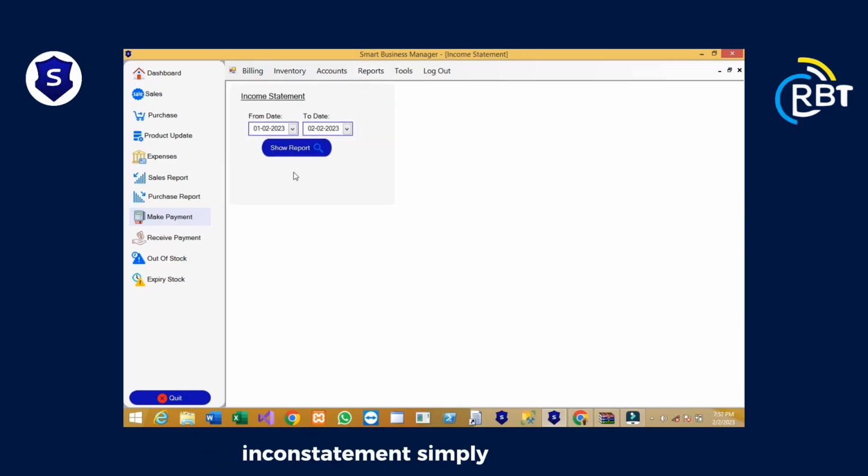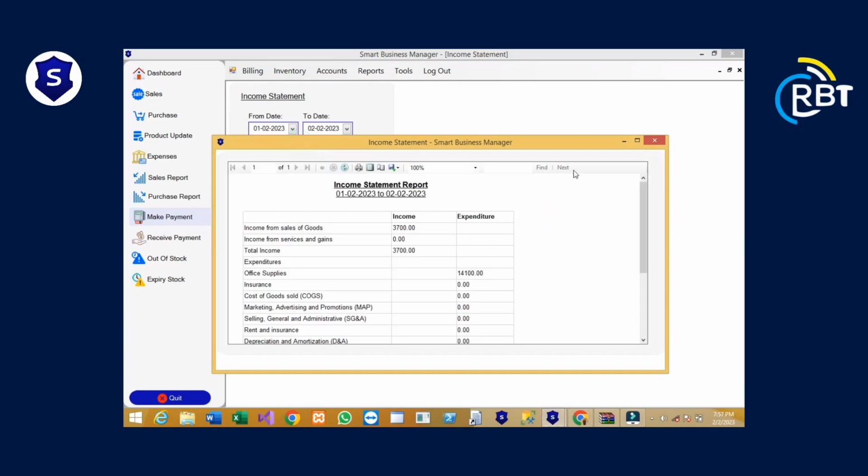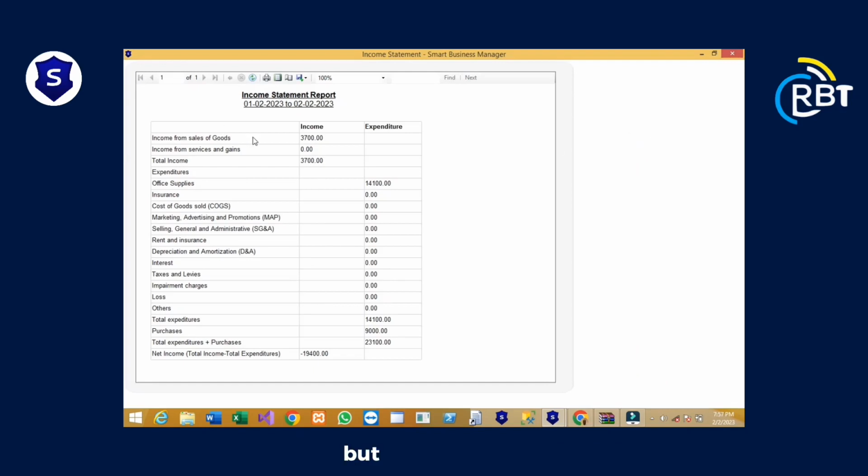What does income statement mean? Income statement simply means all your income and expenditures. That is the basic term, right? Now, you don't need to do anything to generate this income statement. All you need to do is your normal sales, purchases and expenses. Ensure that you enter your expenses through your system. Ensure that you enter your sales through your system. Ensure that you enter your purchases through your system. If you make any payment, ensure you do that.